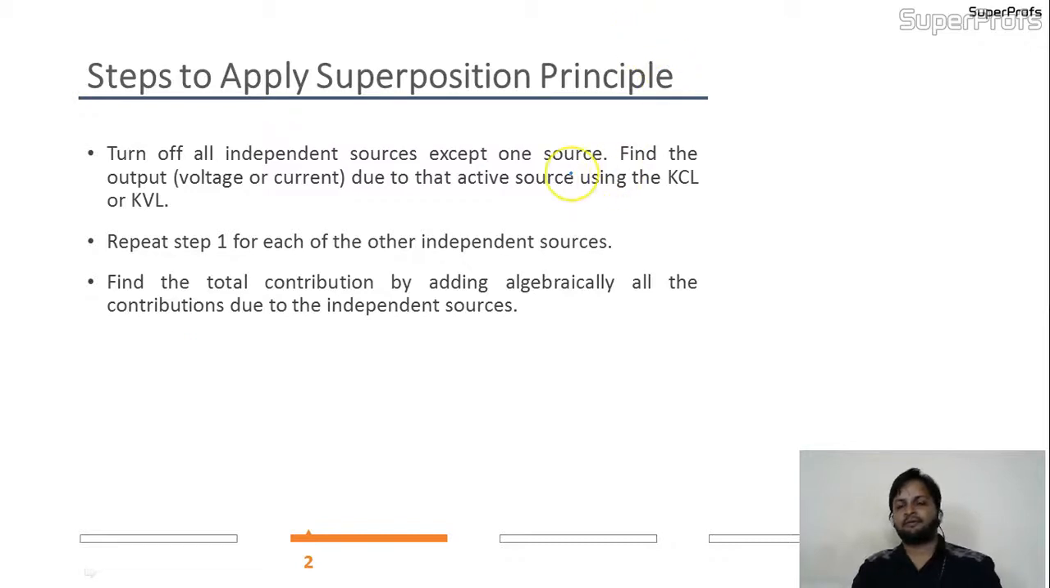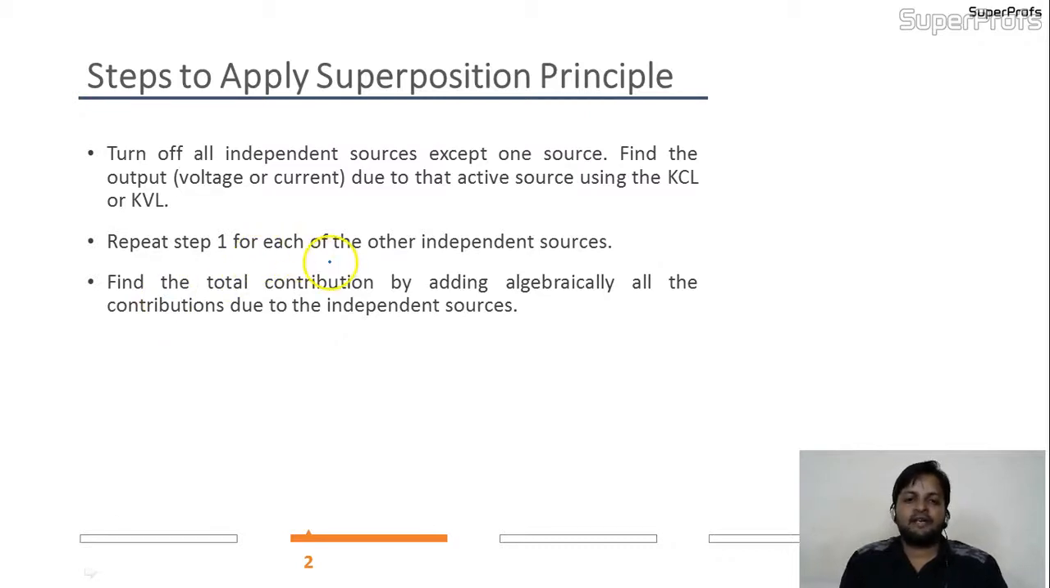Steps to apply superposition theorem. As I told you in the example, turn off all independent sources except one source, the source which we are taking into consideration. Find the output voltage or current, whatever they're asking in the question, due to that active source using KCL or KVL. Simply we have to apply KCL and KVL and find it out.